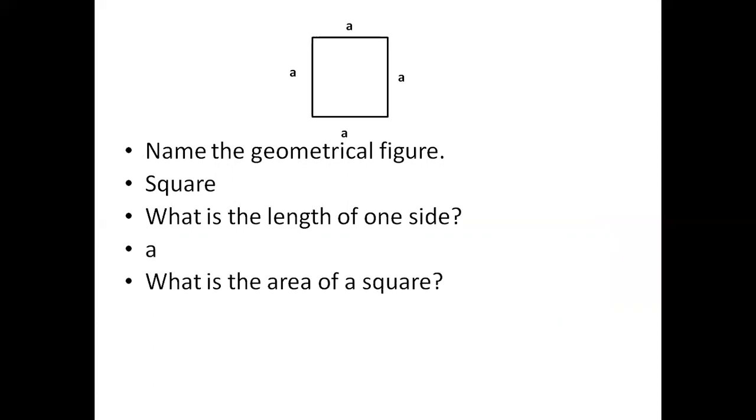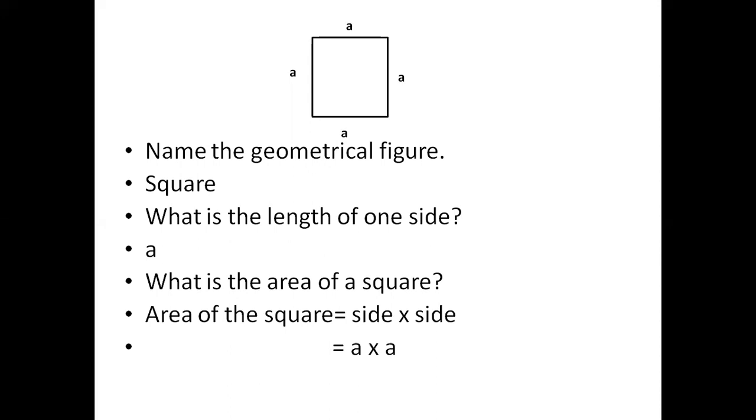Now we learn how to derive the formula for the square. The area of the square is side multiplied by side. So we get the area of the entire square if we take this side and this side. Now one side is A. What will be the other side? It will also be A. So we will get A multiplied by A.